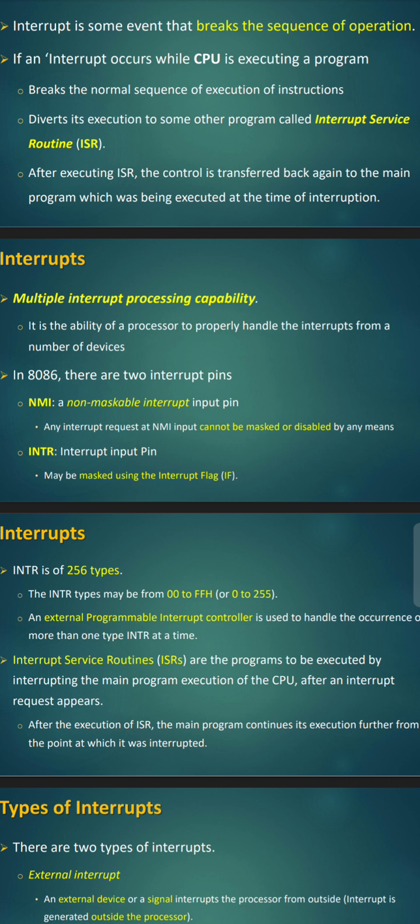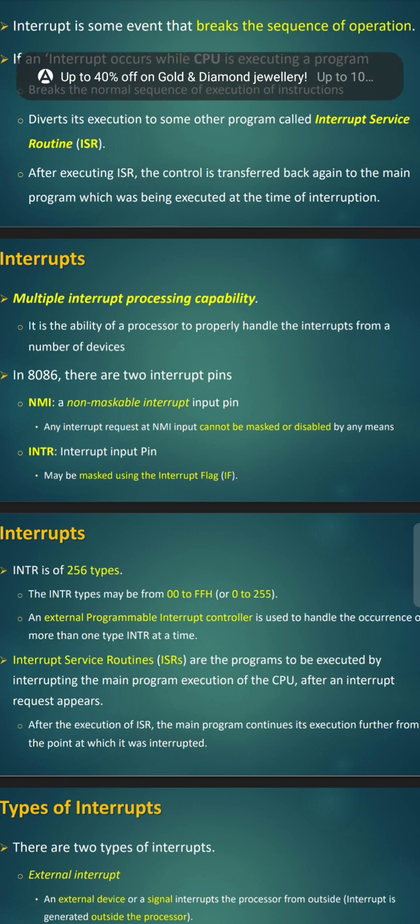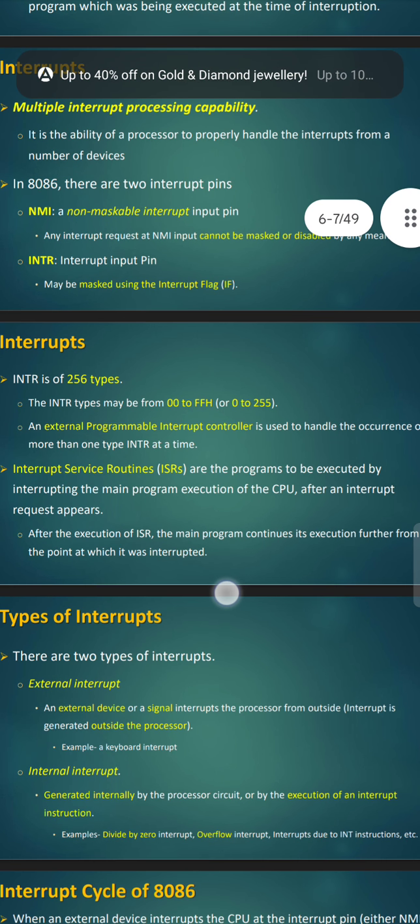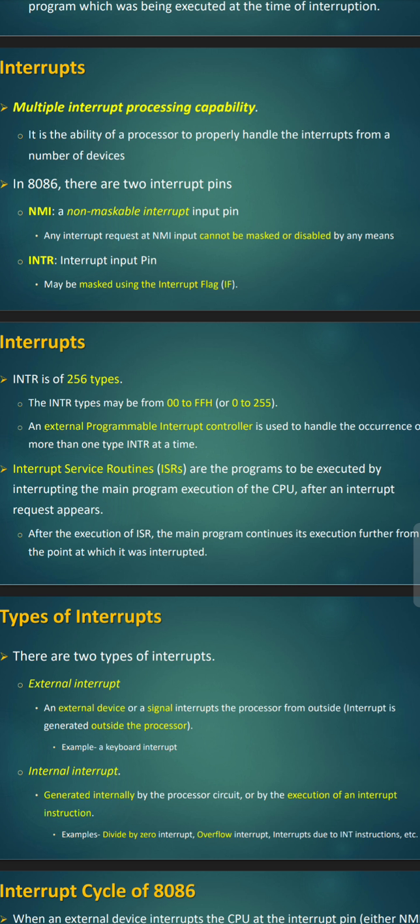Another one is INTR. It is an interrupt input pin, and it may be masked using the interrupt flag. So it can be accepted by the CPU. This INTR has 256 types of interrupts, ranging from 0 to FFH in hexadecimal. An external programmable interrupt controller is used to handle those types of interrupts.